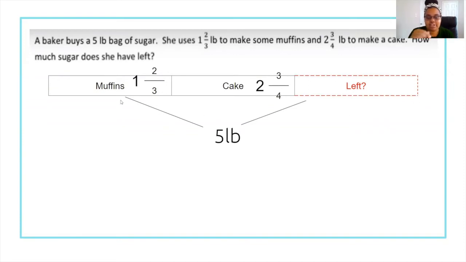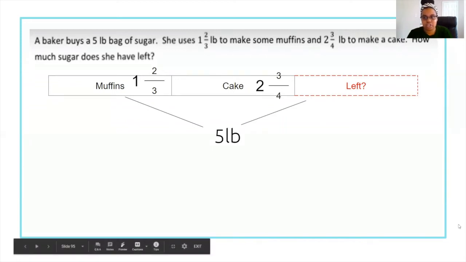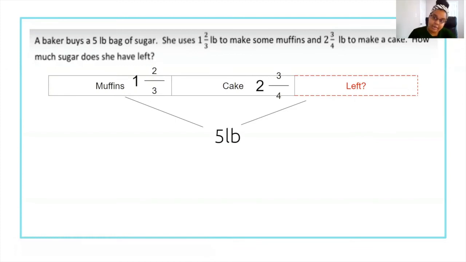So here you'll see on my tape diagram, I represented this first section as the muffins, 1 2/3. The second section is how much sugar she used for the cake, 2 3/4. And this part down here is what we are trying to figure out. How much sugar does she have left out of her 5-pound bag? Now, there's a few different ways that you could solve this problem. Just like the others, there's different ways that you could solve it.